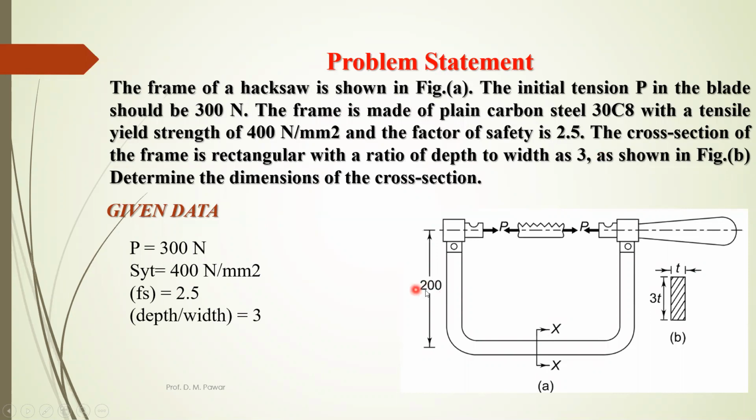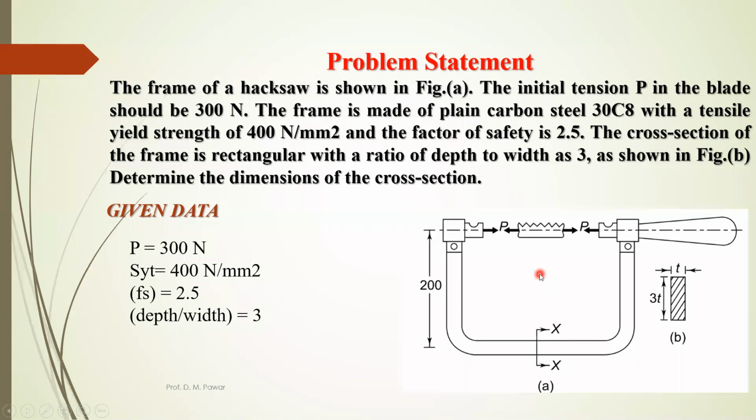Another dimension is also given, that is 200, the distance of the force from the frame neutral axis or frame cross section. So that is the eccentric loading. How is the eccentric load there? Here is the cross section of the frame, or this component, and the load is acting at a distance of 200 mm from that cross section. That's why it is eccentric loading. This is the axis of the component, and the load is acting at a distance of 200 from this neutral axis. So that is the eccentric loading statement.